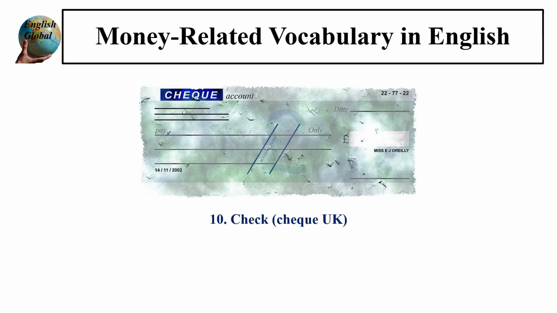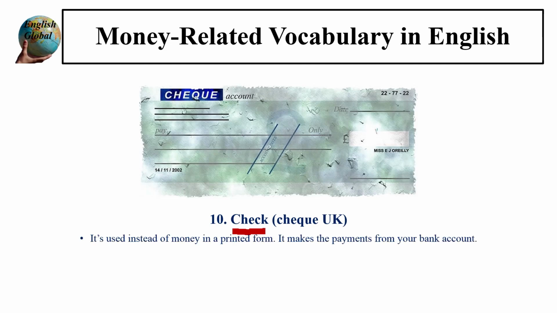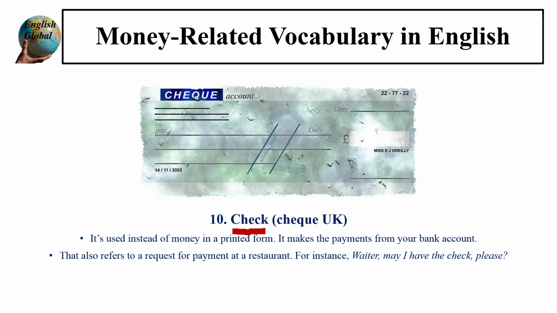Check. Here is the US spelling, but you also see the spelling in the UK. That's different. Check. It is used instead of money in a printed form. It makes the payments from your bank account. That also refers to requests for payment at a restaurant. For instance, waiter, may I have the check, please?